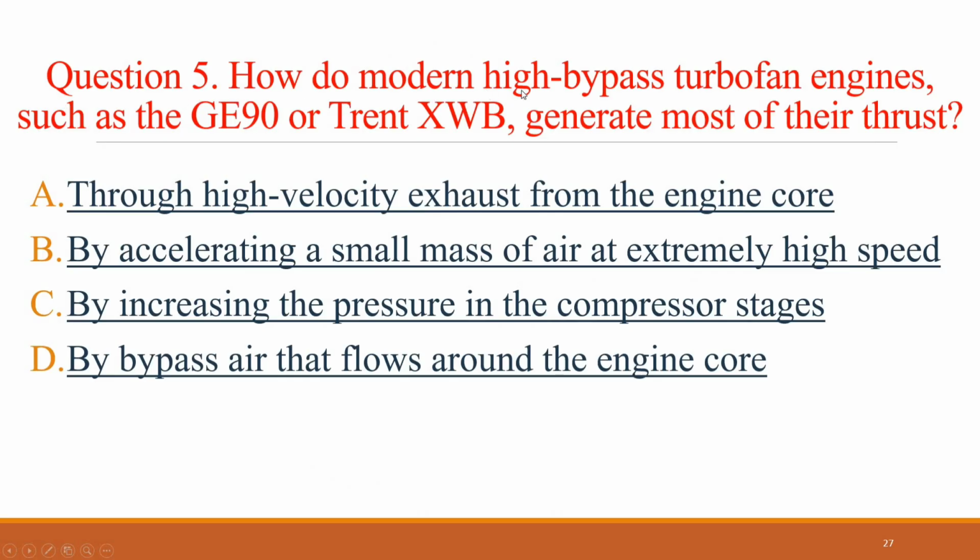Question 5. How do modern high-bypass turbofan engines, such as the GE90 or Trent XWB, generate most of their thrust? The correct answer is by accelerating a small mass of air at extremely high speed.